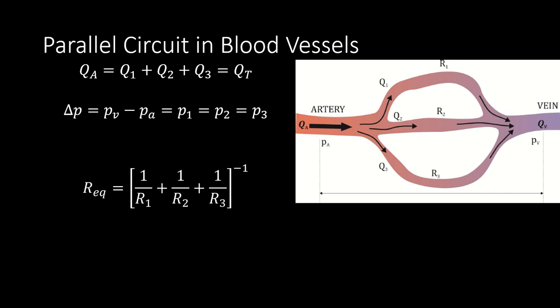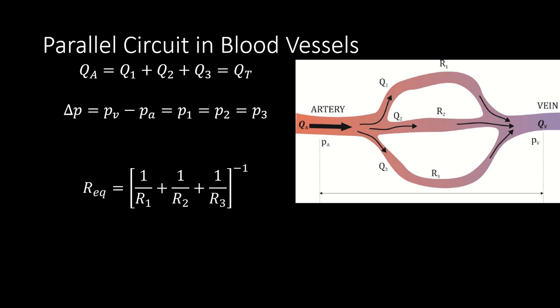If we look at the change in pressure, that's sort of like voltage. The change in pressure between the pressure in the veins and the pressure in the arteries is going to be equal to the overall pressure across each parallel path. Or, the pressure in the veins minus the pressure in the arteries will equal the pressure across path 1, the pressure across path 2, and the pressure across path 3.